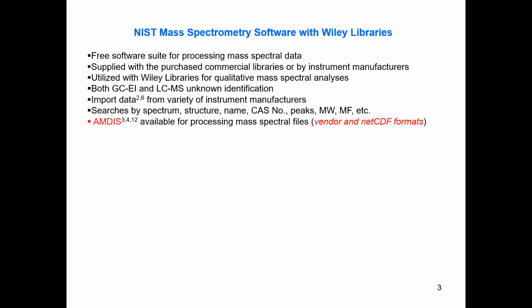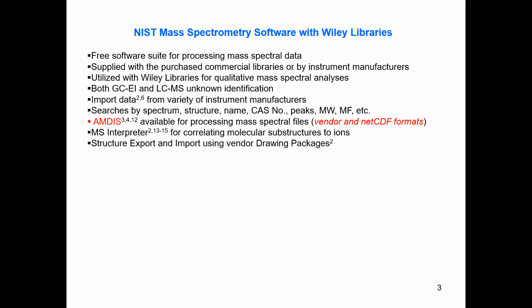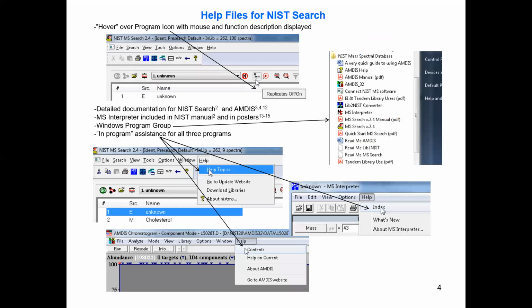AMDIS is available for processing mass spectral data files, and if you can't get your data file in that format, most of the manufacturers allow you to convert their data file formats into NetCDF or import into AMDIS. Mass Spec Interpreter we'll talk about for correlating molecular substructure to ions in the spectrum. Structure export and import use vendor drawing packages. You don't have to learn how to use another drawing package; you can use the one that you're already familiar with.